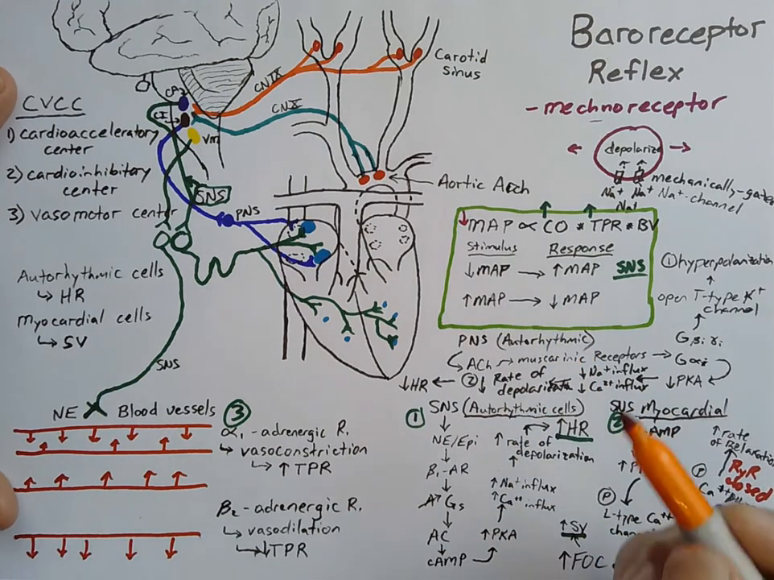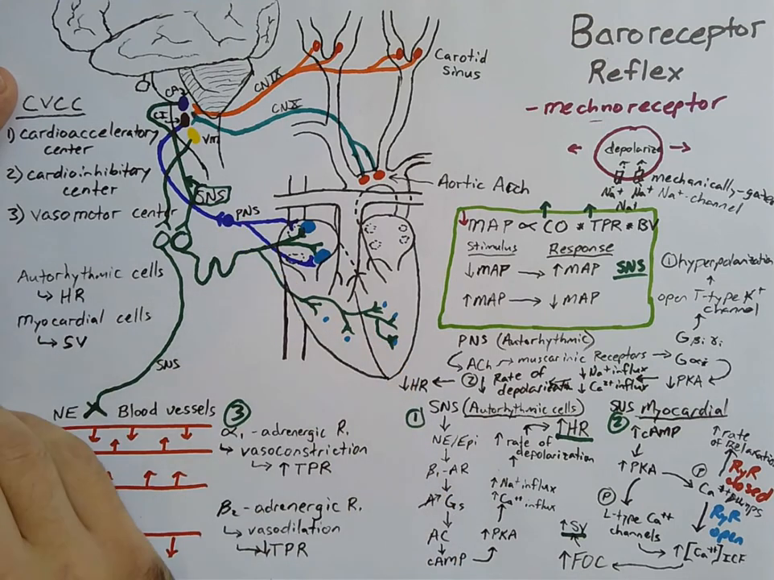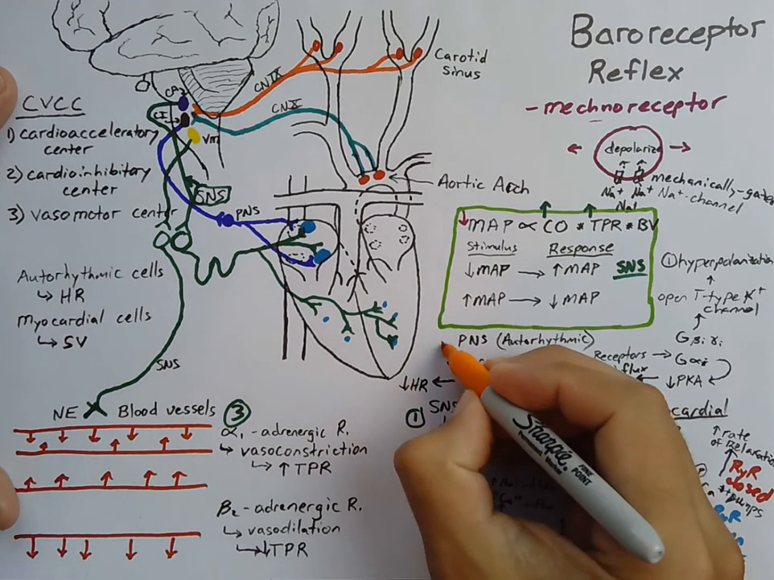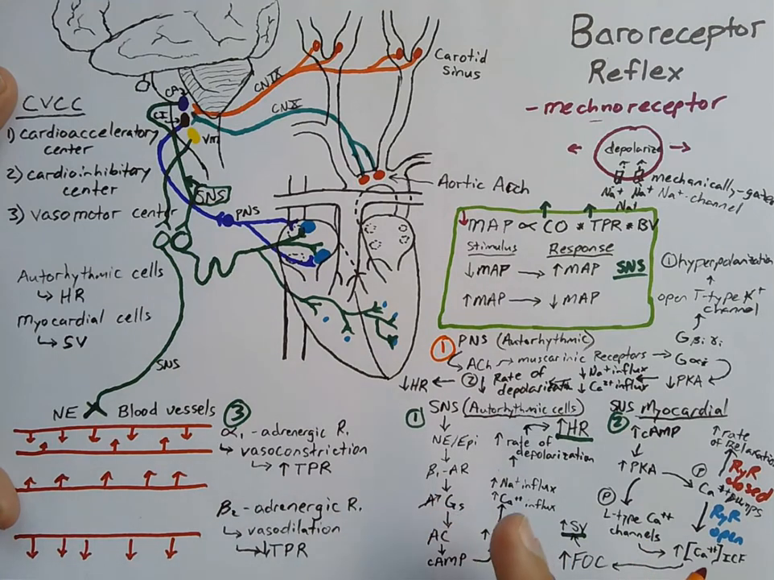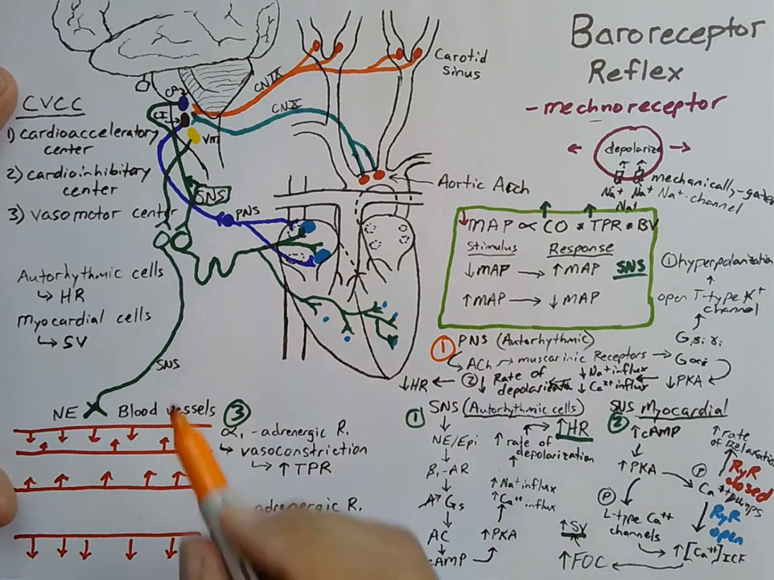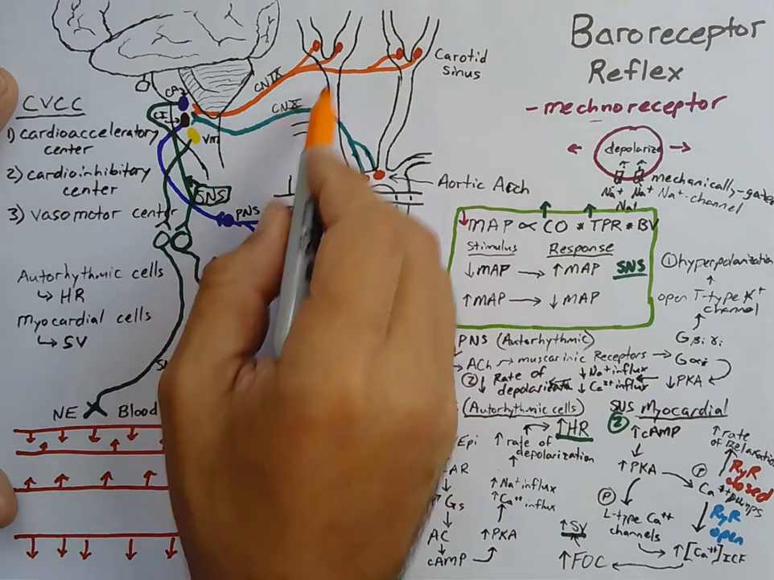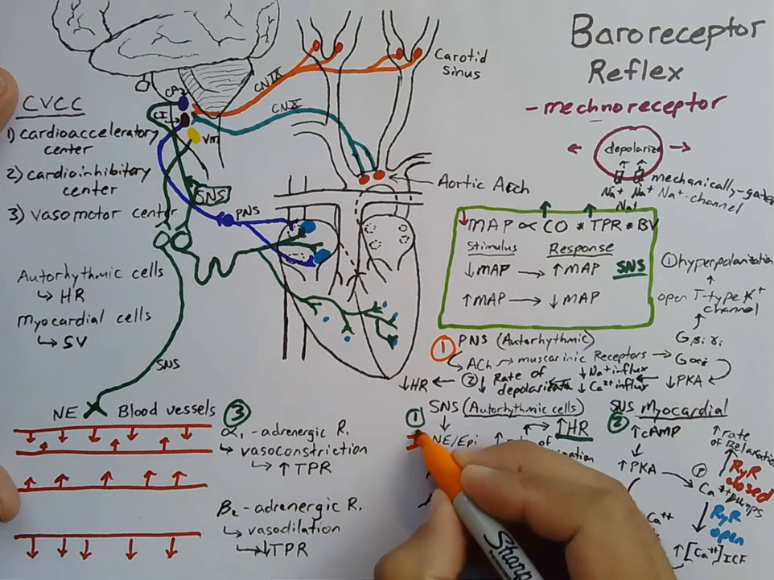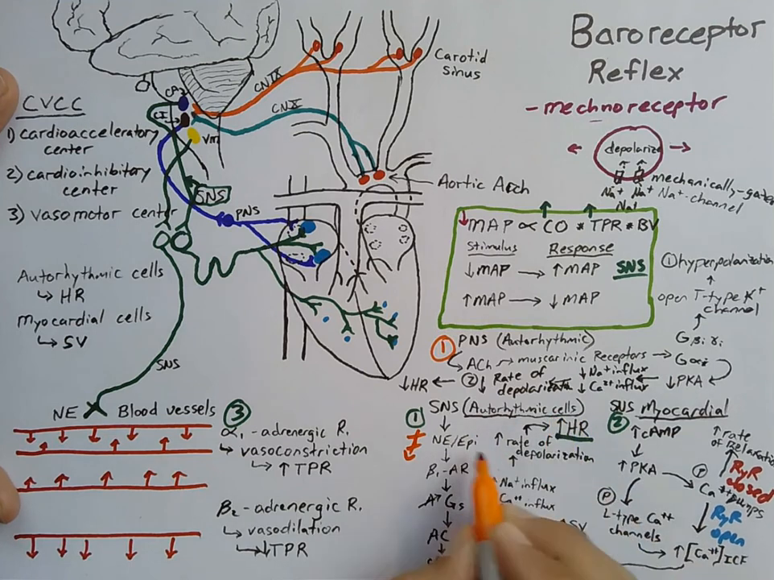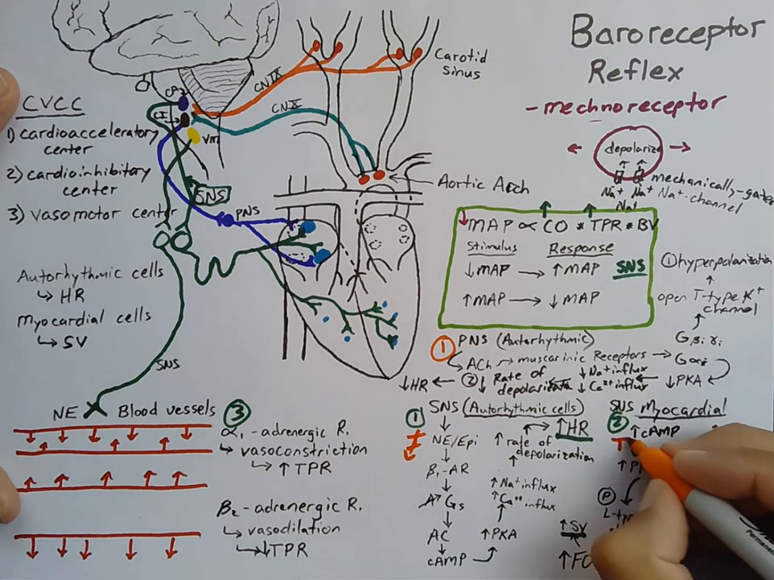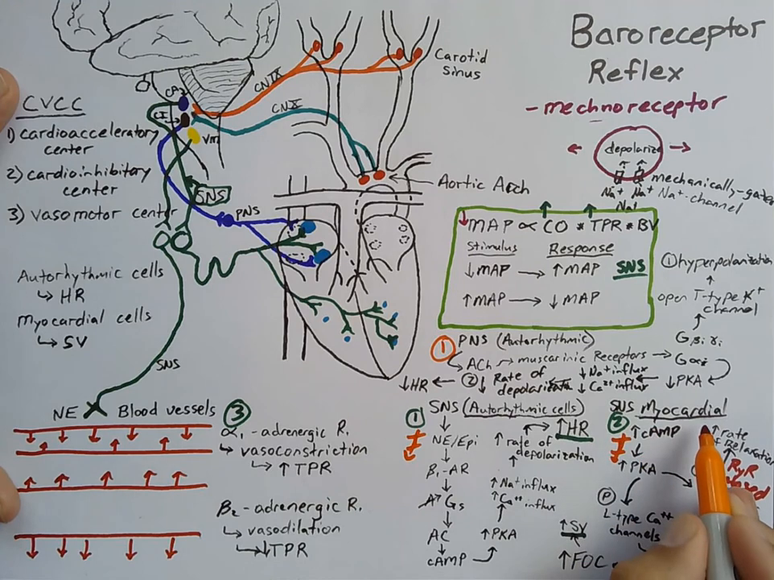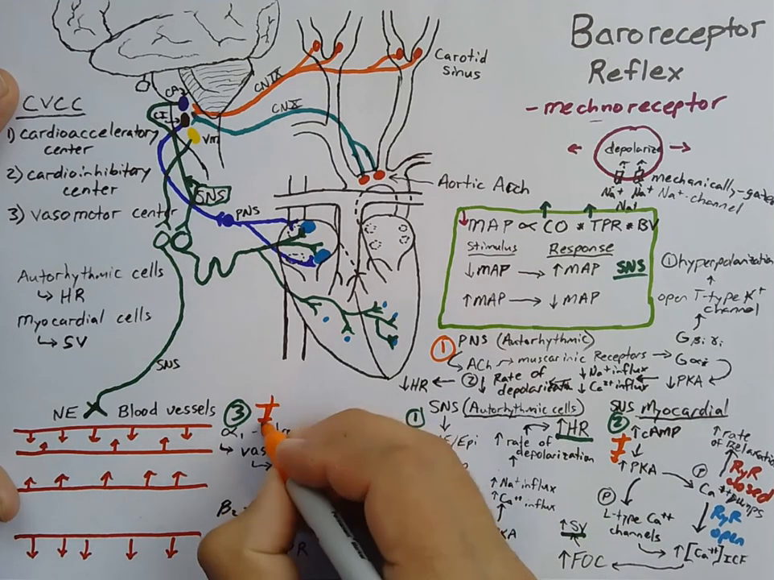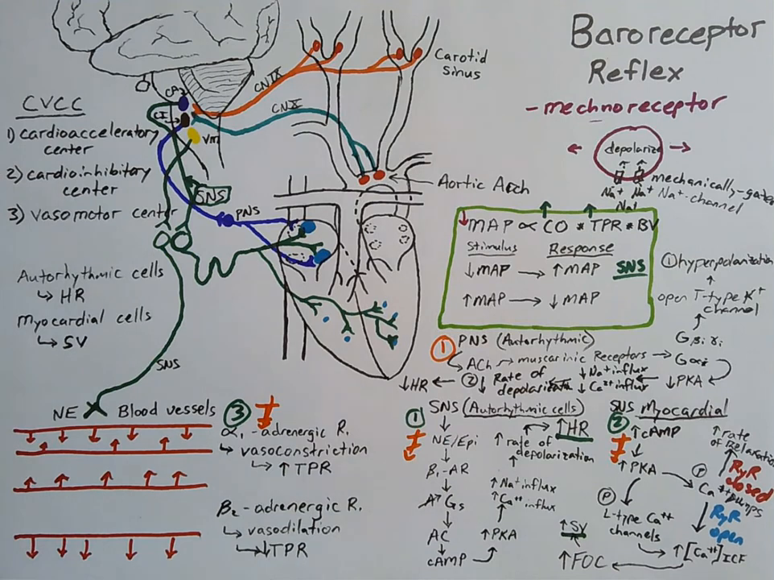So which of these are we going to activate? We're going to activate the parasympathetic nervous system, aren't we? What else are we going to have to do, though? We can't just activate the parasympathetic nervous system. We also need to inhibit the sympathetic nervous system. And so the increase in action potentials to the CVCC also inhibits the sympathetic nervous system, and its signals to the heart rate. It's going to inhibit the sympathetic nervous system to the myocardial cells, and it's going to inhibit the sympathetic innervation of the blood vessels.